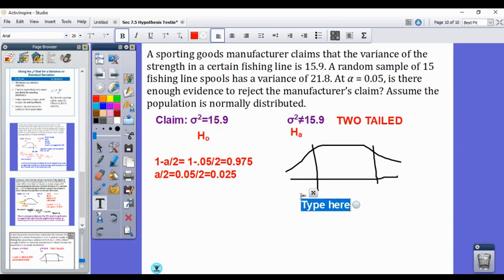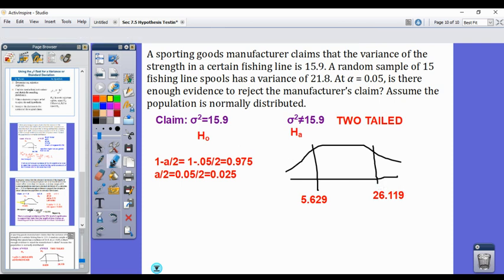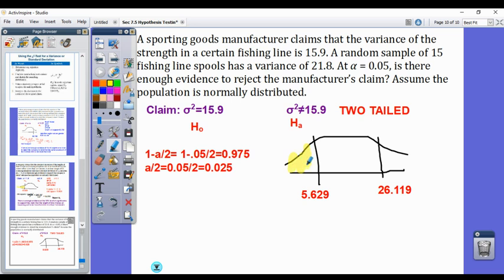So I'm going to draw a picture. So we're going to get 5.629 and 26.119. And remember, I'm getting this by looking at the significance levels of 0.975 and 0.025. And my degrees of freedom in this case is 14, since my sample is 15. Okay, so we have two rejection regions. Anything that is less than 5.629 and anything that is greater than 26.119.